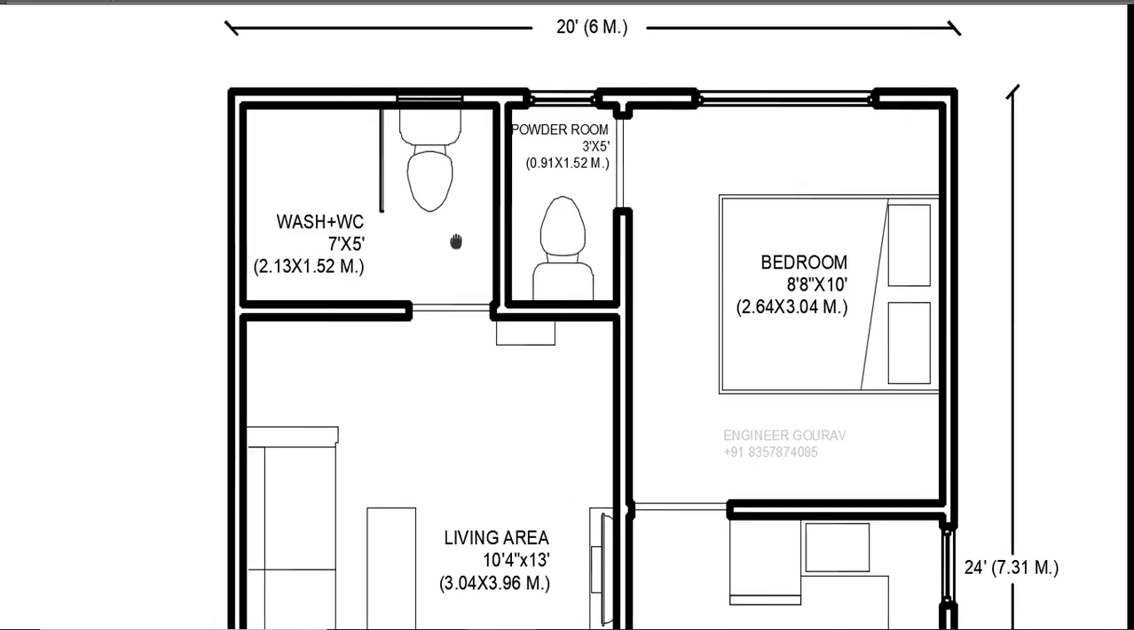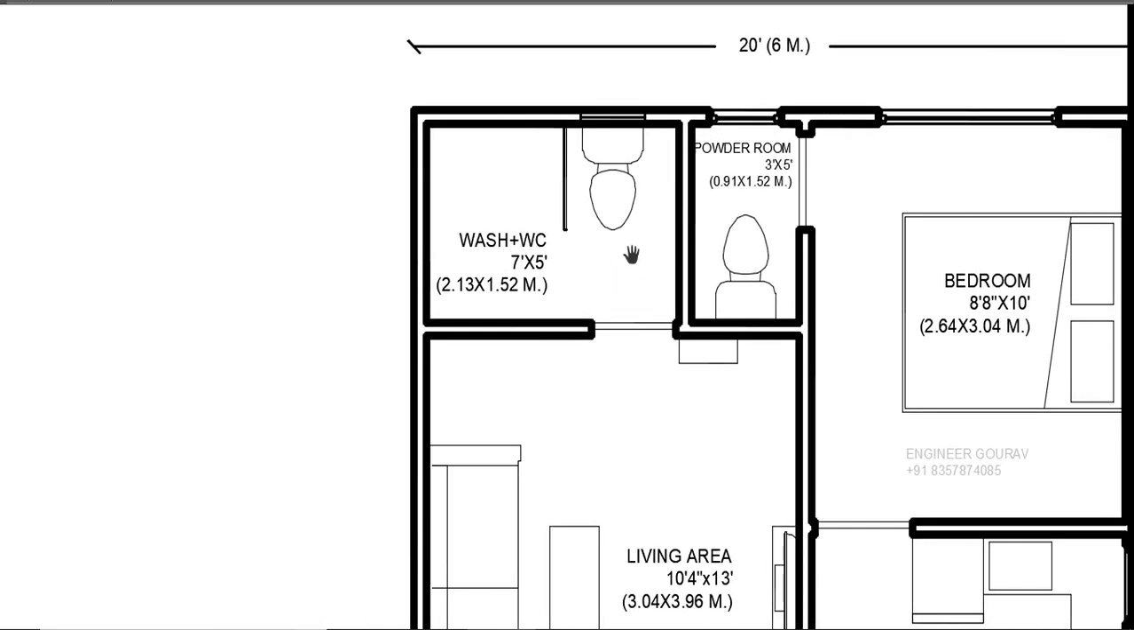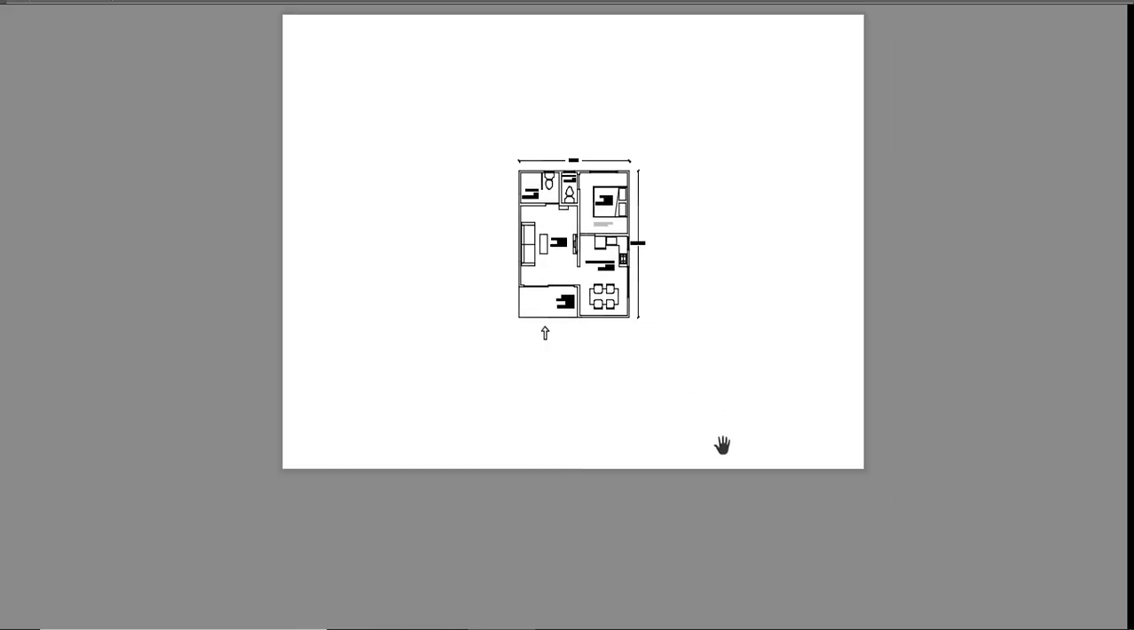If we go on the left side, so we have a common use washroom plus water closet. You can see here the wash basin, water closet and the shower area, and we have a ventilator for ventilation of this washroom. So this is the floor plan of the house you are watching on the screen.